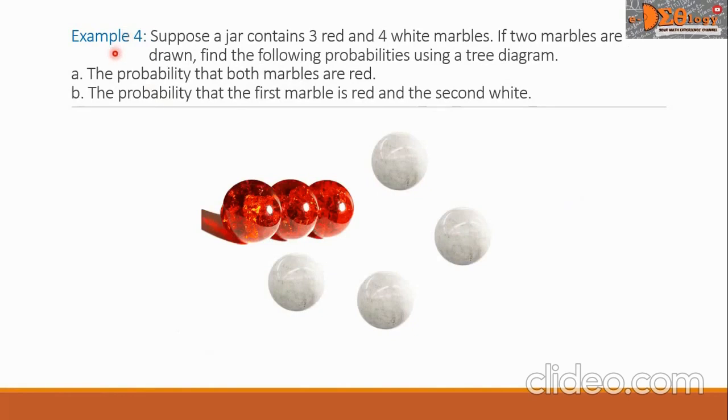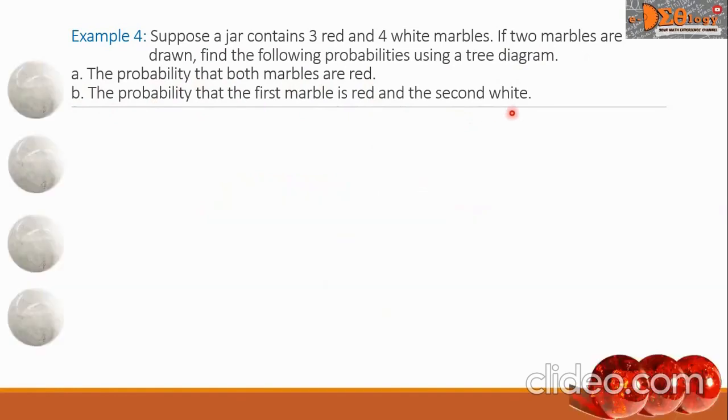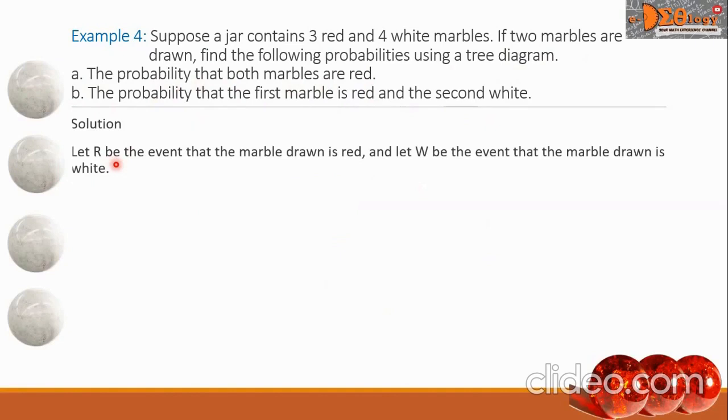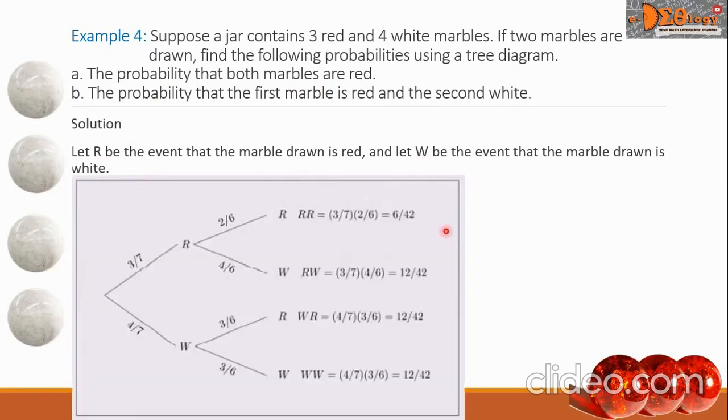Let us see example 4. Suppose a jar contains 3 red and 4 white marbles. If 2 marbles are drawn, find the following probabilities using a tree diagram. Letter A, the probability that both marbles are red. Letter B, the probability that the first marble is red and the second is white. For our solution, let R be the event that the marble drawn is red, and let W be the event that the marble drawn is white. Now, this is the tree diagram.